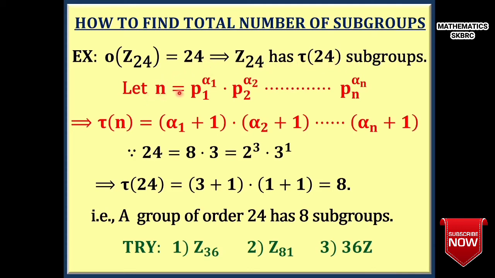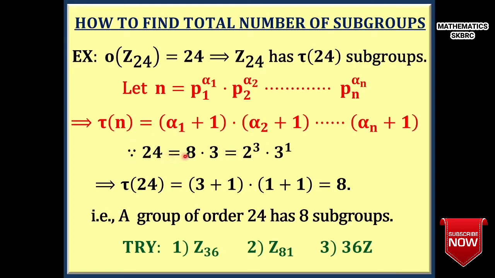It can be expressed as n is equal to p1 power alpha 1 into p2 power alpha 2 and so on, pn power alpha n, where p1, p2 and so on, pn are prime numbers. Then we write tau of n is equal to alpha 1 plus 1 into alpha 2 plus 1 and so on, alpha n plus 1.